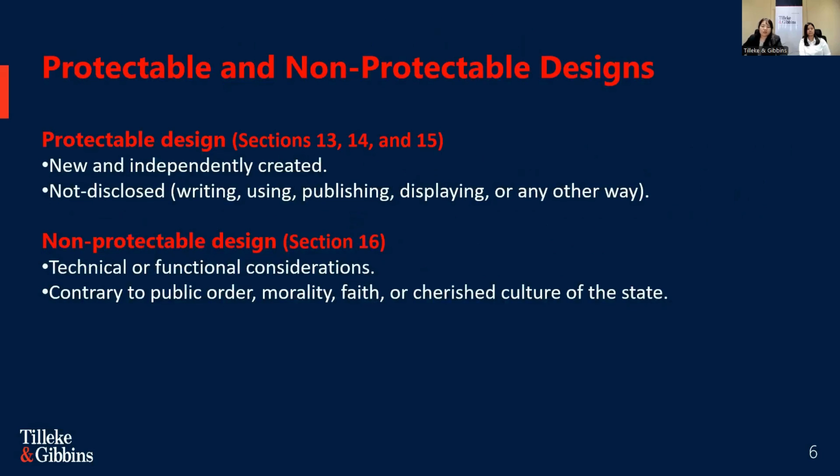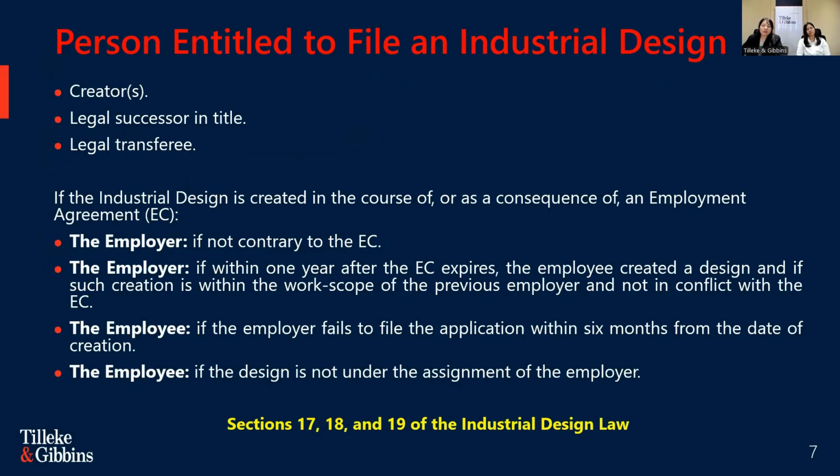Then I will go on to product-driven design and non-product-driven design. In sections 13, 14, and 15 of the law, the requirements for product-driven design are provided. As for the law, any new and independently created industrial design shall be protected. The design can be determined as new if it has not been disclosed by writing, publishing, using, displaying, or any other way before the filing date or date of priority for claiming priority. As for non-product design, in section 16 of the law, if the design is dictated essentially by technical or functional considerations, or is contrary to public order, morality, faith, or cherished culture of the state, it cannot be protected under the law.